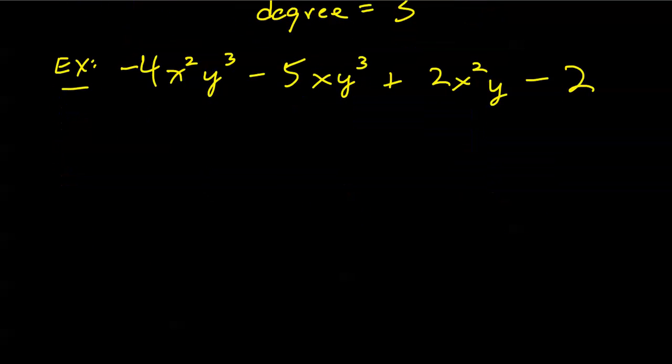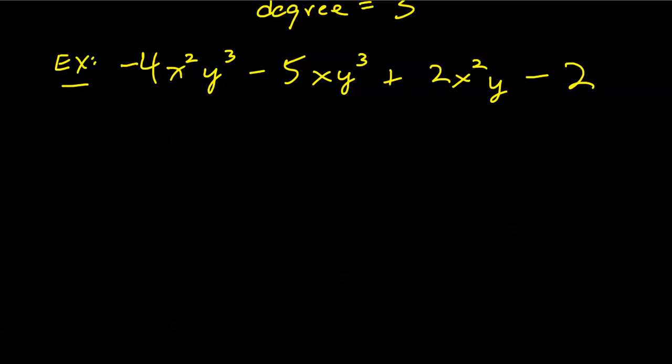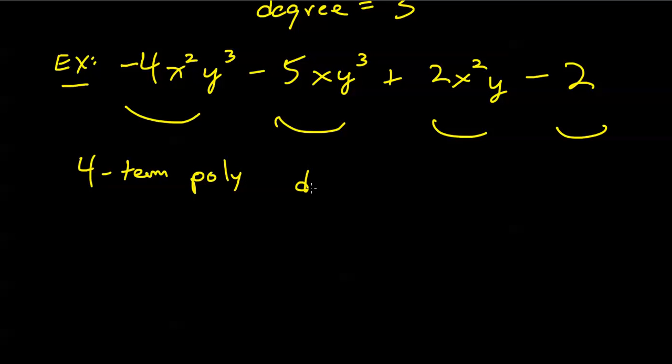Minus 4x squared y cubed minus 5xy cubed plus 2x squared y minus 2. Again, this is a sum or a difference of 4 monomials. So I'll call it again a 4-term polynomial. And what's the degree? Well, this monomial has degree 0. Any constant has a degree 0.